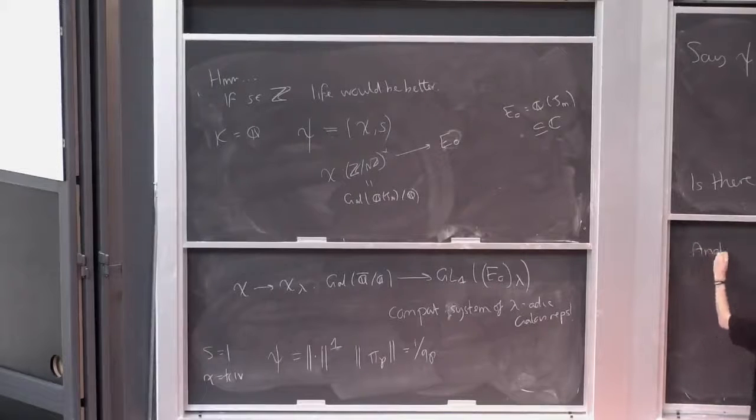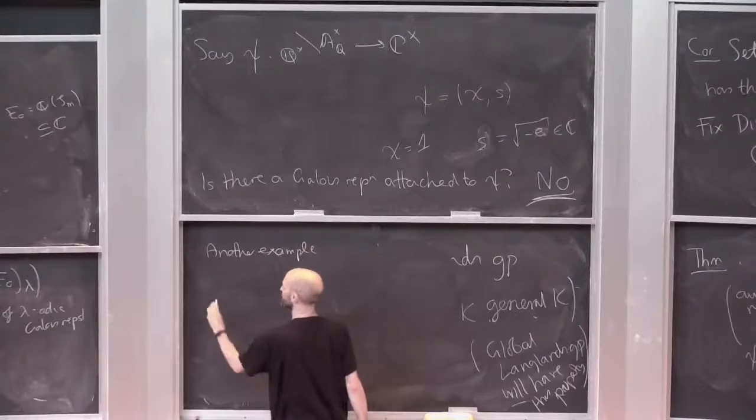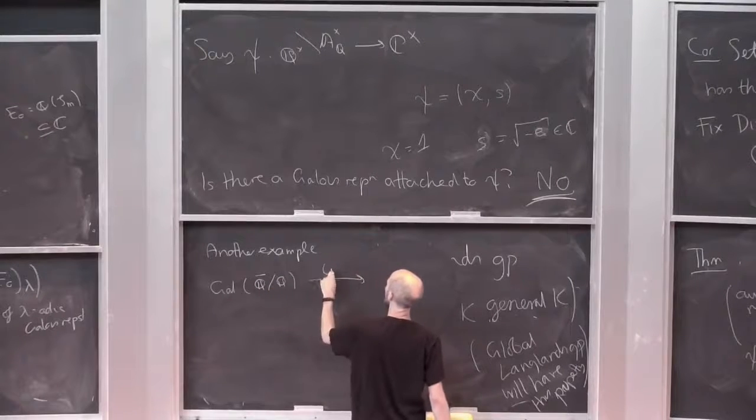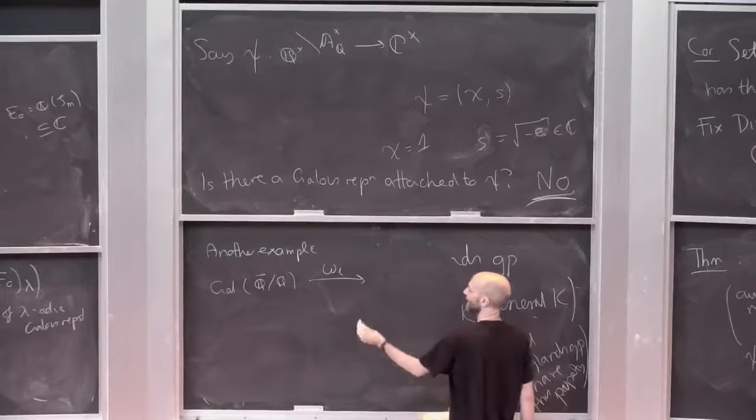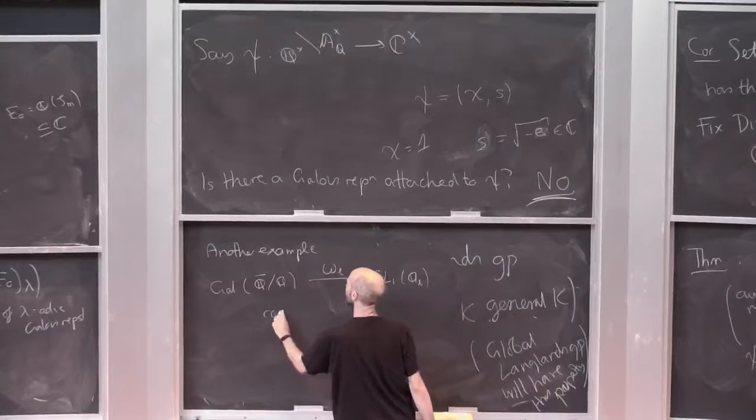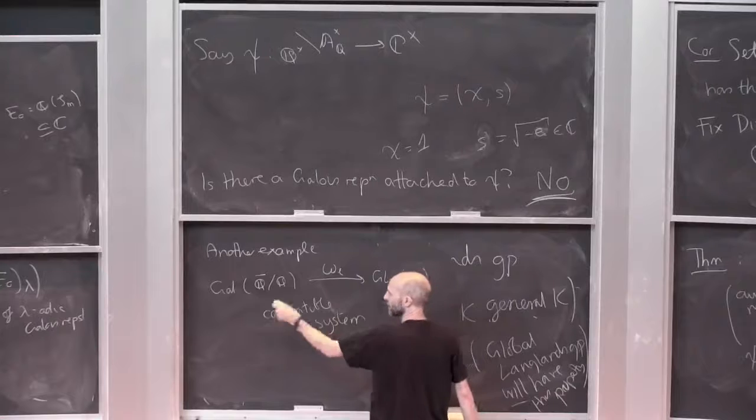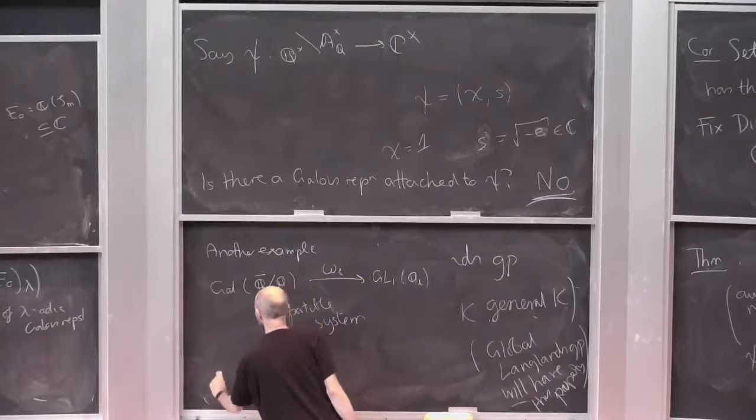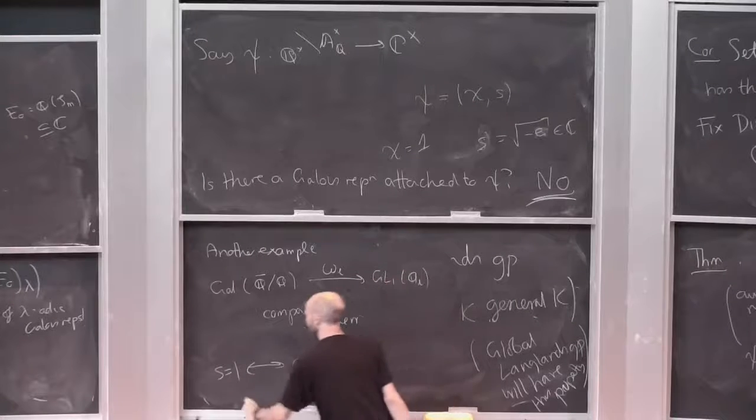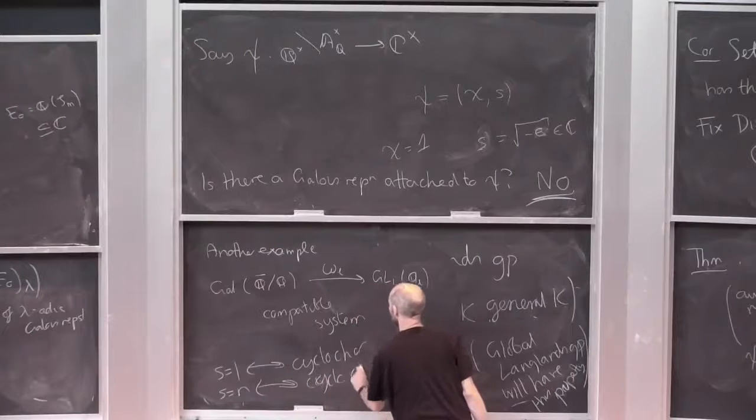Another example of a compatible system of l-adic Galois representations: I've got Gal(Qbar/Q), and I've got this omega_l, the l-adic cyclotomic character to GL1 of Q_l. These are also a compatible system. And that kind of looks like the norm, right? Maybe s equals 1 should correspond to the cyclotomic character, and maybe s equals n for a general integer n should correspond to the cyclotomic character to the power n.